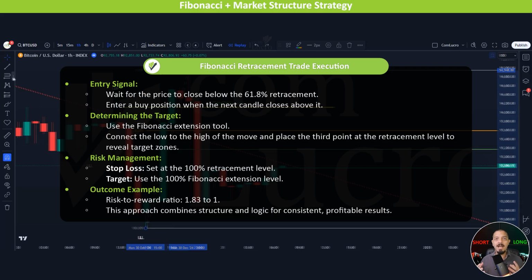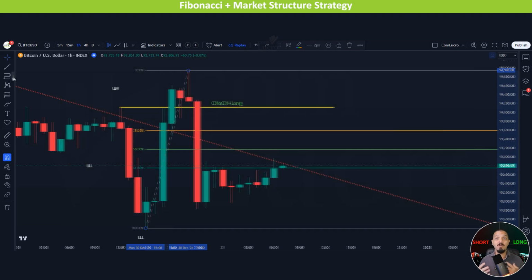This trade highlights the power of combining Fibonacci tools with precise market structure analysis, giving us a clear edge in the market. Now, with the market clearly signaling a shift in direction, it's crucial to adjust our approach to align with the newly established bullish trend.